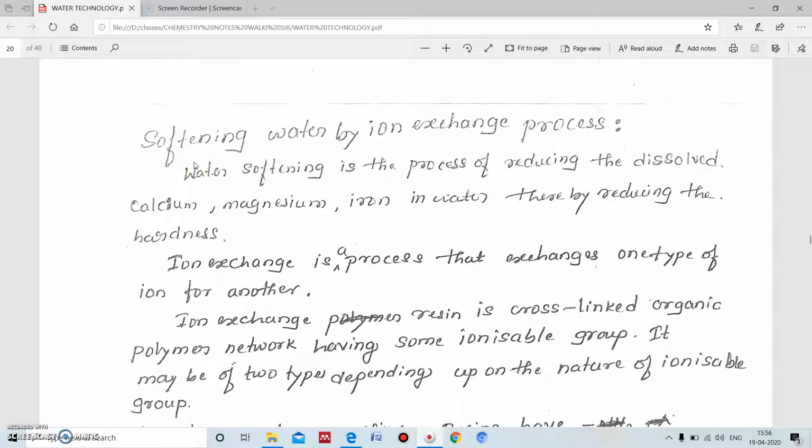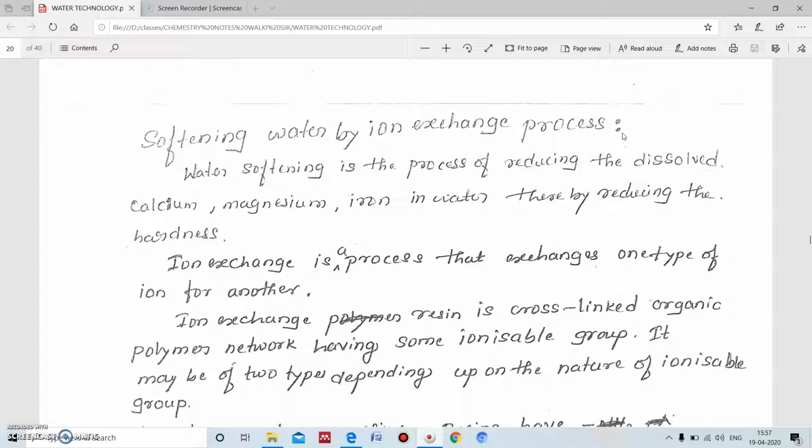Hello friends, now we are going to discuss the softening of water by the ion exchange process. We know that there are two types of water, soft water and hard water. Hard water is not used for domestic purposes due to the higher concentration of dissolved salts of calcium, magnesium and iron. In order to make it usable for domestic purposes, we have to reduce the concentration of dissolved salts present in the water. That means we have to reduce the hardness, and it can be done by the ion exchange process.